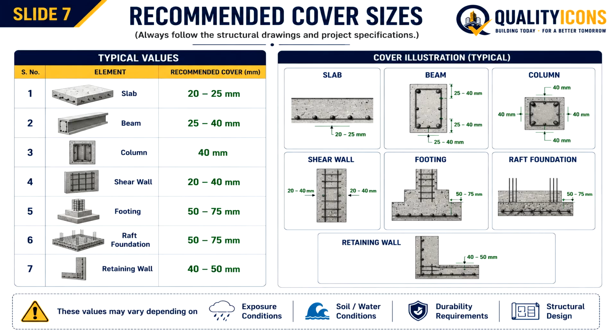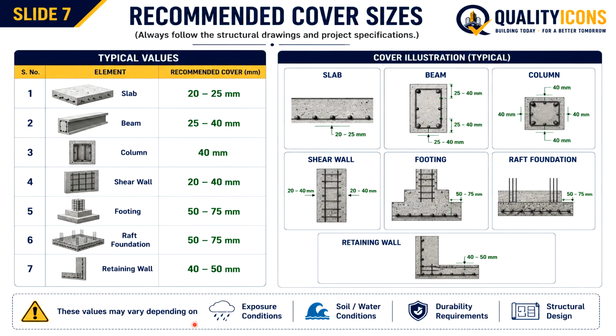One practical example. Many times workers use the same 25 mm cover block for every structural member. This is completely wrong. A footing requires 75 mm cover and cannot be constructed using a 25 mm cover block. Always verify cover block size according to structural drawings. Here are some photographs: slab, beam, column, shear wall, footing, raft foundation, retaining wall.